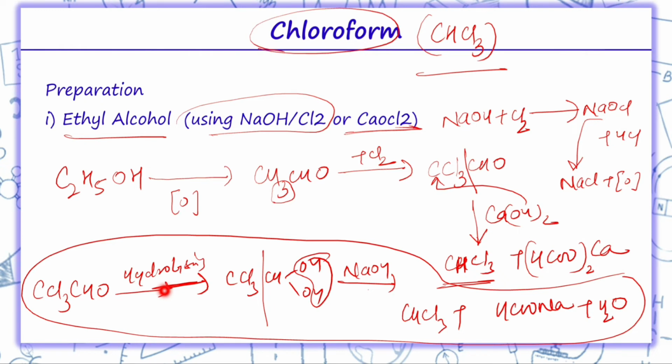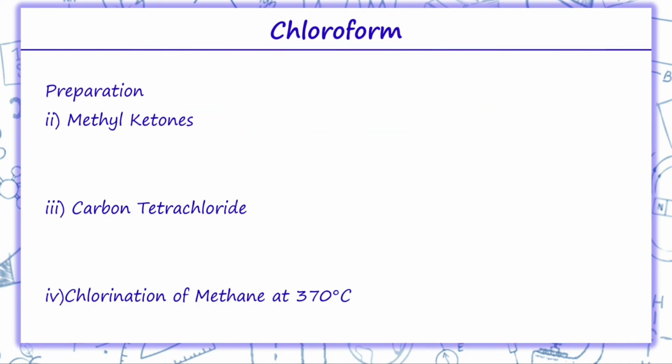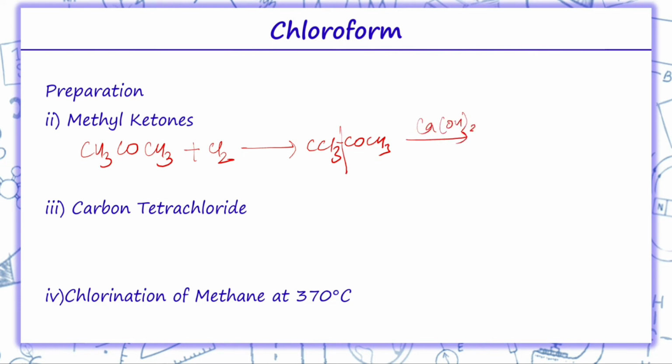Over here, chloroform is prepared by 2-ols, 2-ones and ethyl alcohol. Now coming on to methyl ketones, how can chloroform be prepared from methyl ketones? When a methyl ketone like CH3COCH3 reacts with chlorine, it will form CCl3COCH3. Again this bond will break when it reacts with calcium hydroxide. When this bond breaks, it will form CHCl3 plus (CH3COO)2Ca.